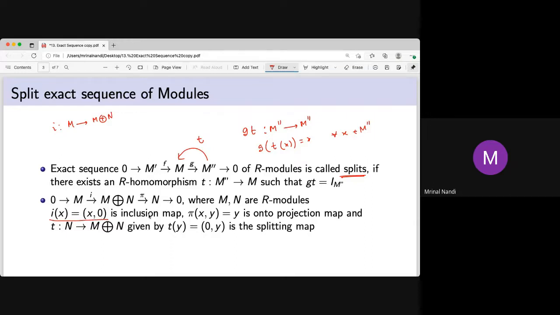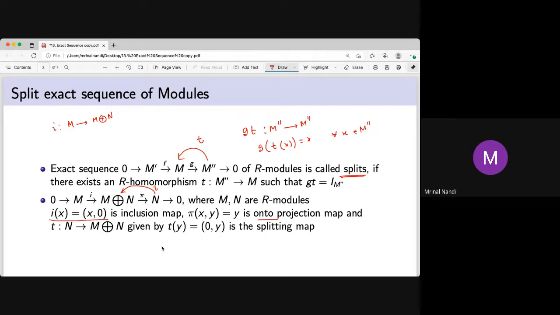And this is a projection map that (x, y) goes to y. That's Pi, a projection map. That's obviously onto, and this is an injective inclusion map. Then we have a map from N to this in the opposite direction, the T map. The T map is just T of y is (0, y).